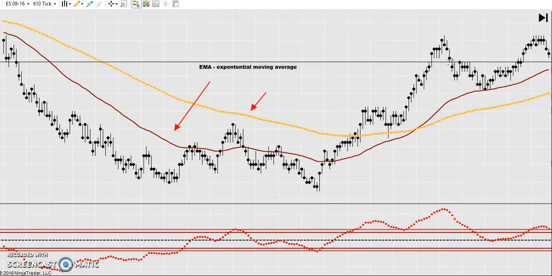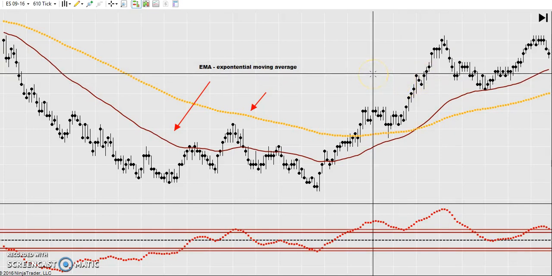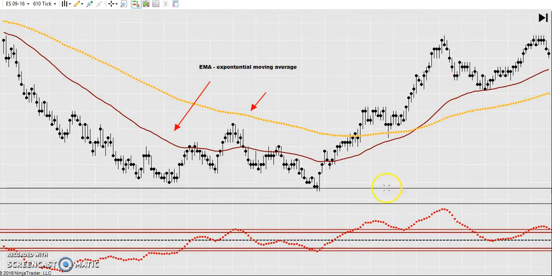I also use a larger time frame, but again, it's still in ticks. It's a 1597 tick chart, which is 2.5 times more of this. Basically, it just gives me a little bit more of a macro view. So this is what my chart looks like.